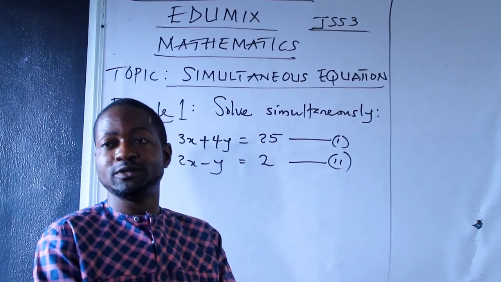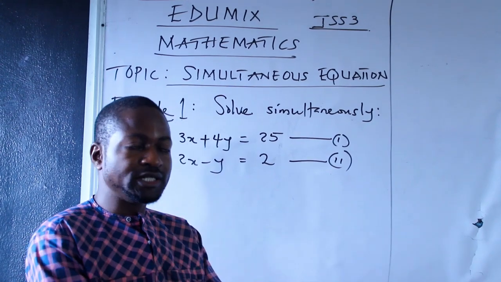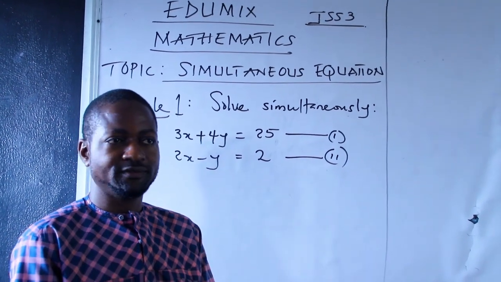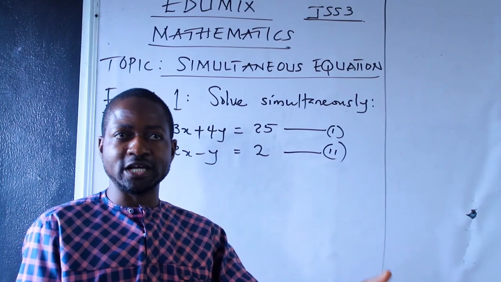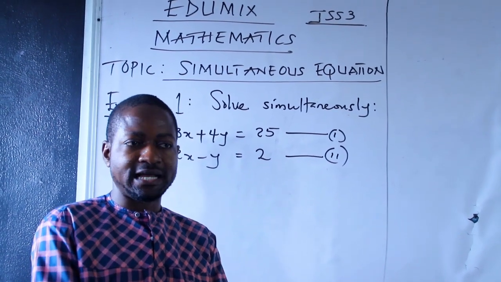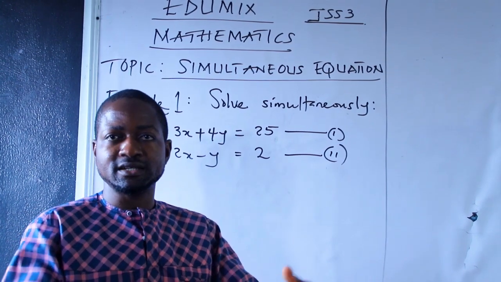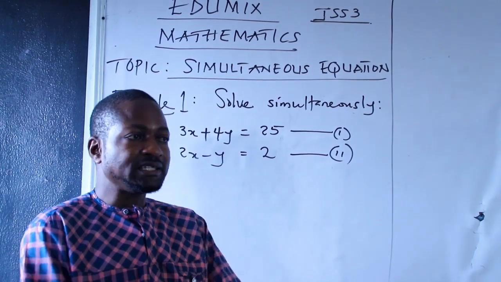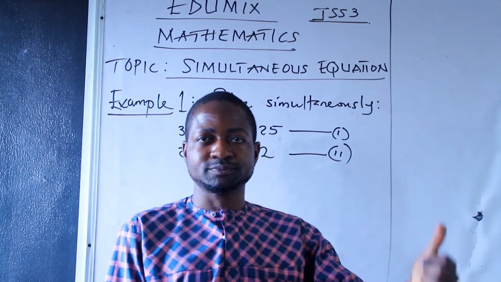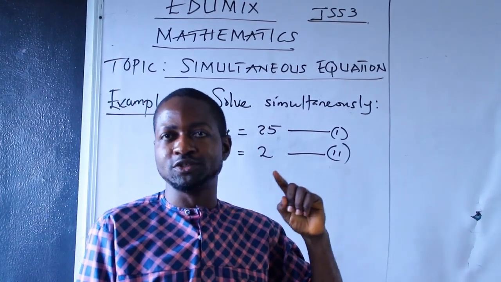The word simultaneous literally means doing two things at the same time. For instance, you are in the kitchen, you are cooking. At the same time, your washing machine is doing your laundry for you. At the end of the day, you are going to get two different results. So let's apply that practical knowledge into solving simultaneous equations.